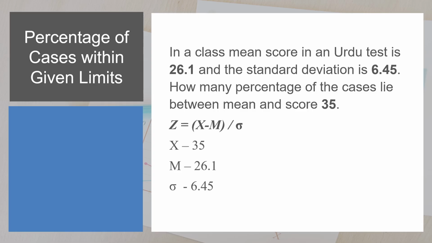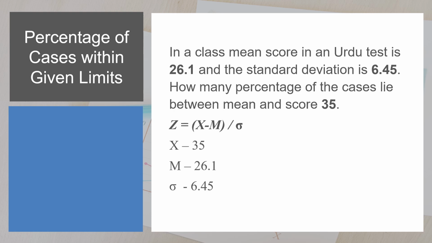The equation we have already discussed: Z = (x - m) / SD. Here x means the individual score, and the individual score given is 35. This is one limit, that is 35, and the mean of the group is 26.1. Sigma, the standard deviation, is also given, that is 6.45.